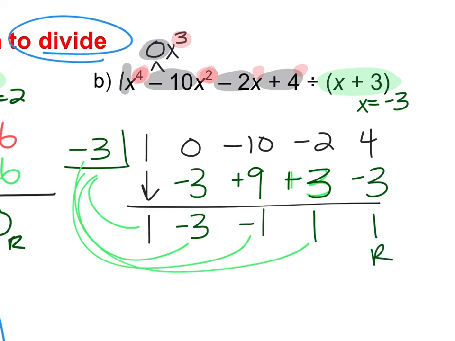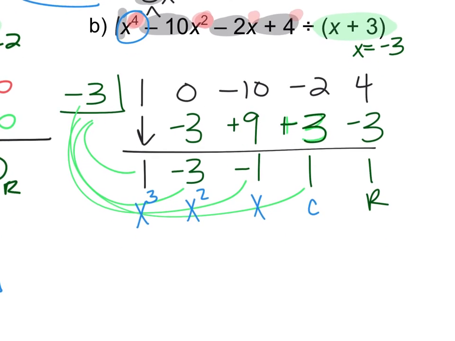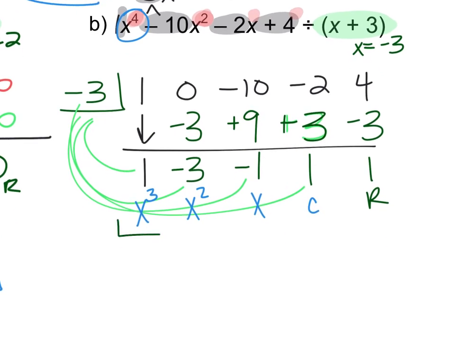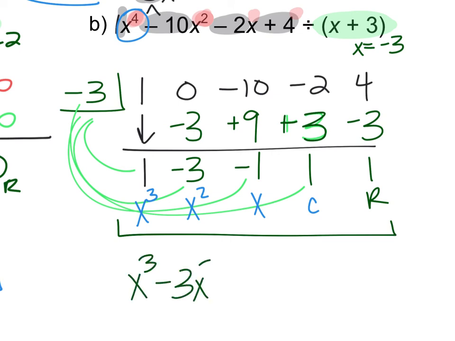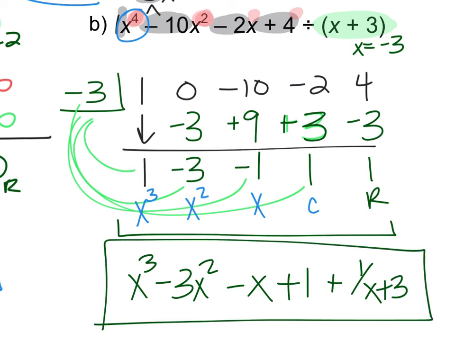And then when we write out our answer, we started with an x to the fourth. So that means this is going to be x to the third, x squared, x, and our constant. So if I write this out for my answer, I would have 1x to the third minus 3x squared minus 1x plus 1 for my constant, and then plus 1 for the remainder, so I need to write that remainder as a fraction over whatever we divided by, which is x plus 3. So there's our answer for that synthetic division.